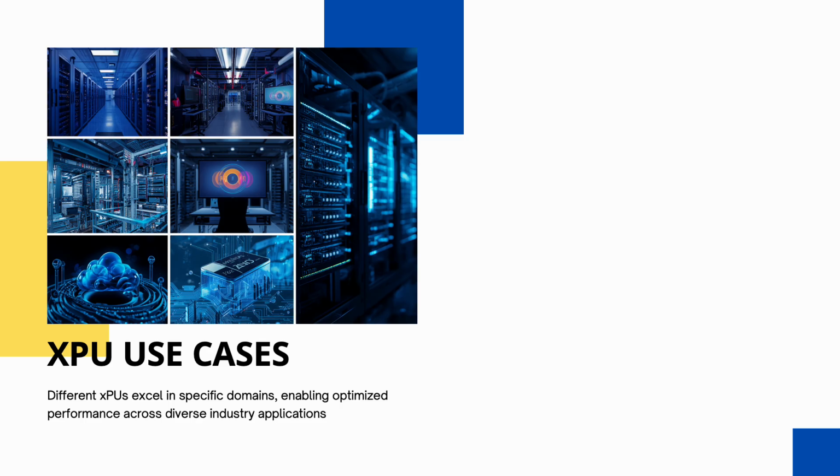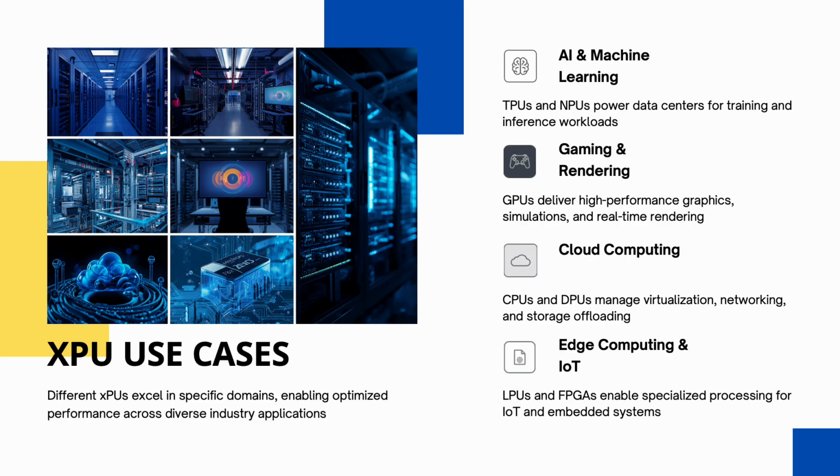Different xPUs excel in specific domains that enable optimized performance across diverse industry applications. Say for example, TPUs and NPUs power data centers for training and inference workloads. On the other hand, GPUs deliver high performance graphics, simulations, and real-time rendering. CPUs and DPUs manage virtualization, networking, and storage offloading, and LPUs, FPGAs enable specialized processing for IoT and embedded systems.